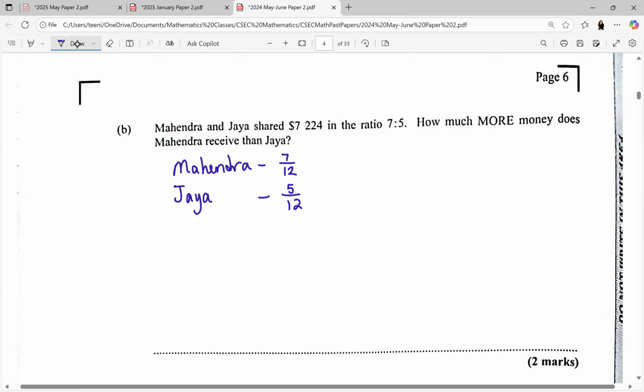All right. So how much more does Mahindra receive than Jaya? What fraction? If Mahindra gets 7/12 and Jaya gets 5/12, how much more does Mahindra get than Jaya? 2. 2 what?